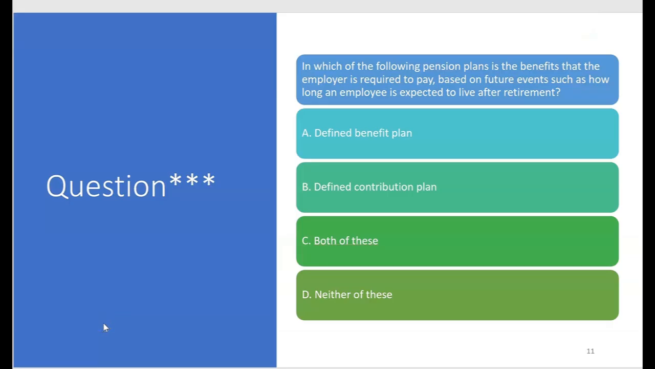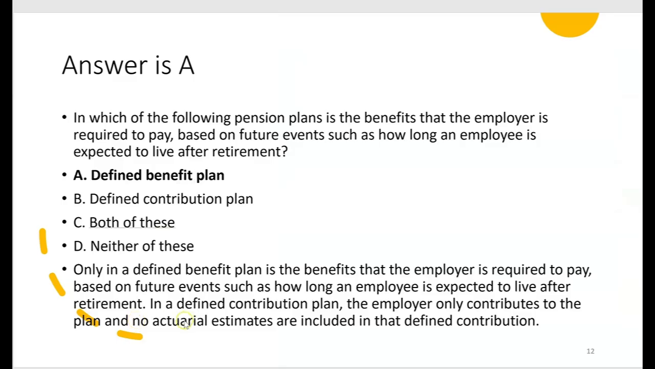Let's try this one. In which of the following pension plans are the benefits that the employer is required to pay based on future events, such as how long an employee is expected to live after retirement? That would be defined benefit plan, letter A, but not defined contribution. So the answer would be letter A, defined benefit plan.